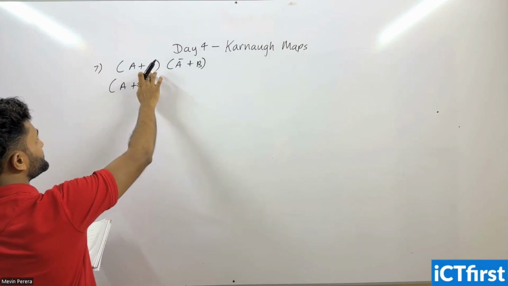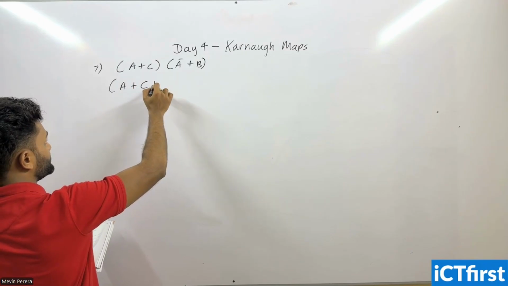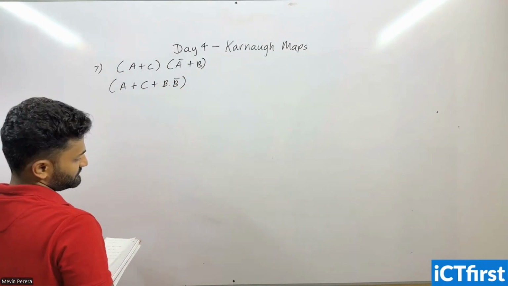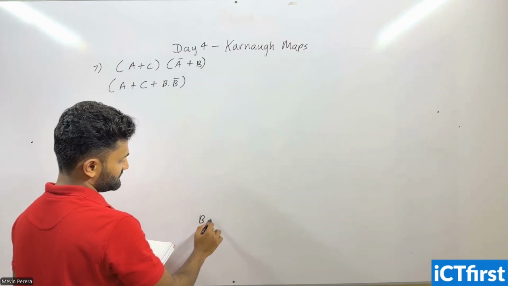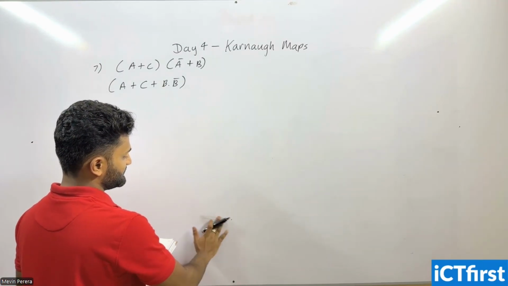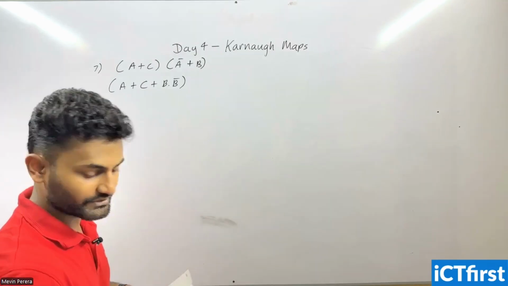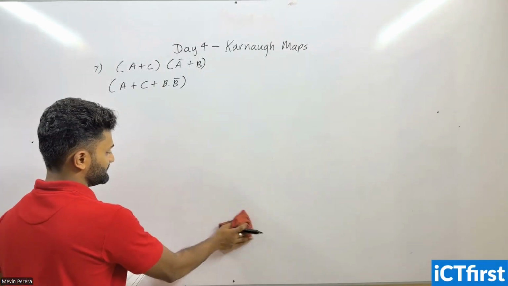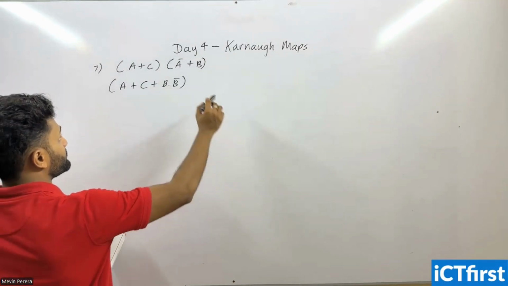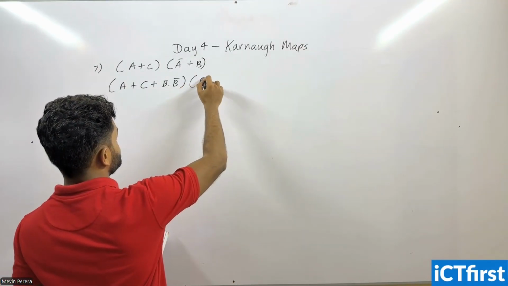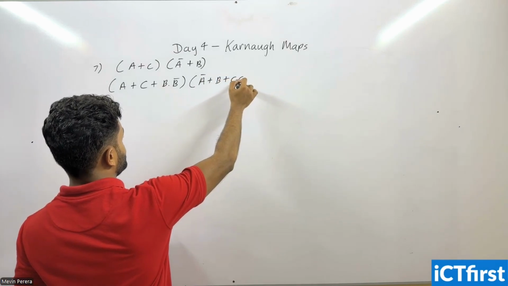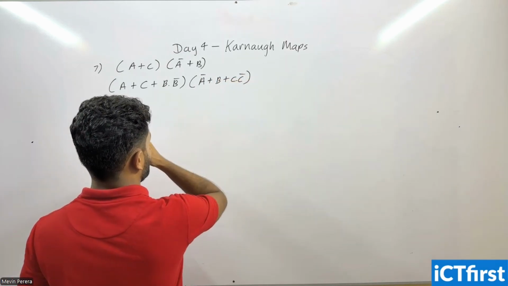So in here, B is not there, right? So we can put B dot B bar. Why? How can we put it like that? So B dot B bar is equal to 0. So instead of having a 0 in there, we are putting B dot B bar. That's completely fine, right? And instead of C, we can put C dot C bar.